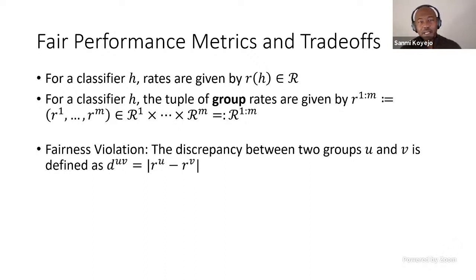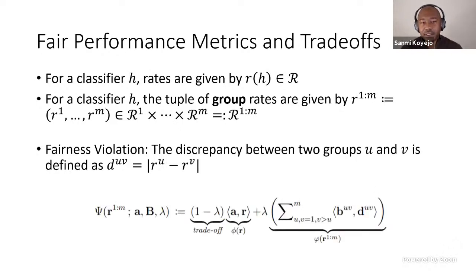You take one element of a confusion matrix for group U and group V, and then you compute the absolute value difference. This quantifies, for instance, the difference in false positives across groups. You can do this for all the entries of the confusion matrix.